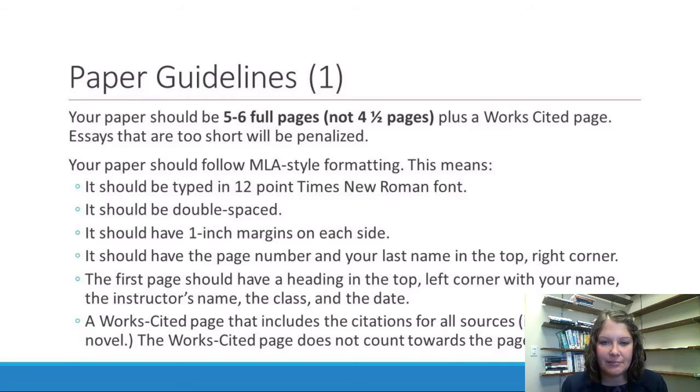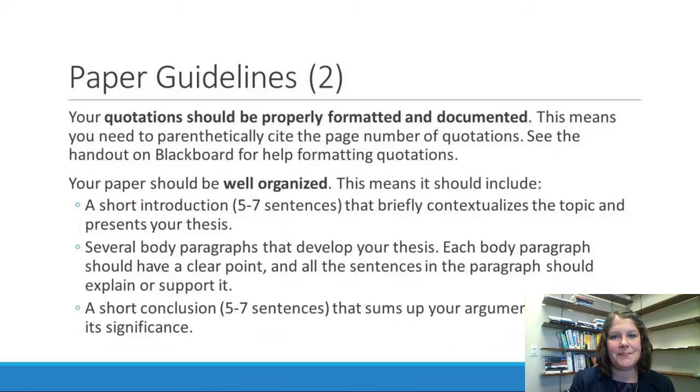It should have the page number and your last name in the top right corner. And the first page should have a heading. So it should have your full name, the instructor's name, that's my name, the class, and the date in that top left corner of the first page. And then also you should have a works cited page that includes the citations for all sources. So this includes the articles that you discuss and the novel, so both the primary and the secondary sources. And once again, this works cited page does not count towards the page minimum.